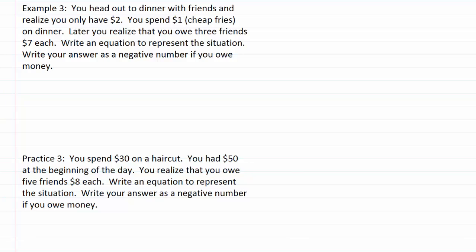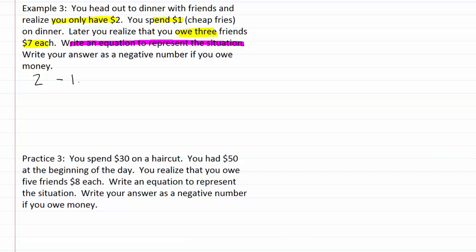So you head out to dinner with your friends and you realize you only have $2. So you have only $2. You spend $1 of it. Alright? Cheap dinner. You owe 3 friends. So if we owe 3 friends, we're going to have to be paying them money, $7 each. Now we want to write an equation to represent the situation, and then we're going to write our answer as a negative if we owe money. So since we started out with $2, I'm going to just write that firstly. We've got $2 here, and we spend $1 getting the cheapest dinner we can. So if I spend $1, I've got to take away $1 from that.